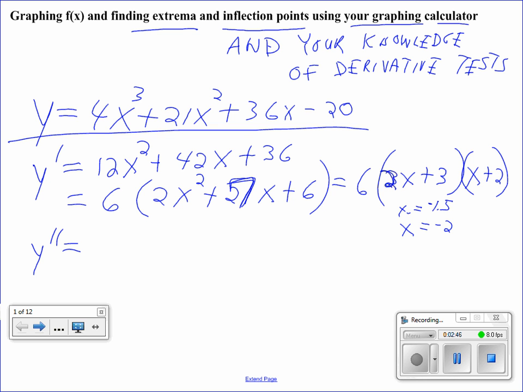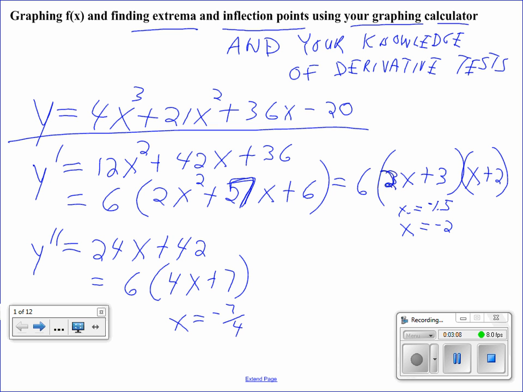We're doing this again. Let's start up here again. I'm going to get 24x plus 42. I will take out a 6 on that again, and I'll get 4x plus 7. So it looks like x at minus 7/4 is an interesting place. That should be an inflection point. It changes signs. And up here we could see these are going to be critical points.